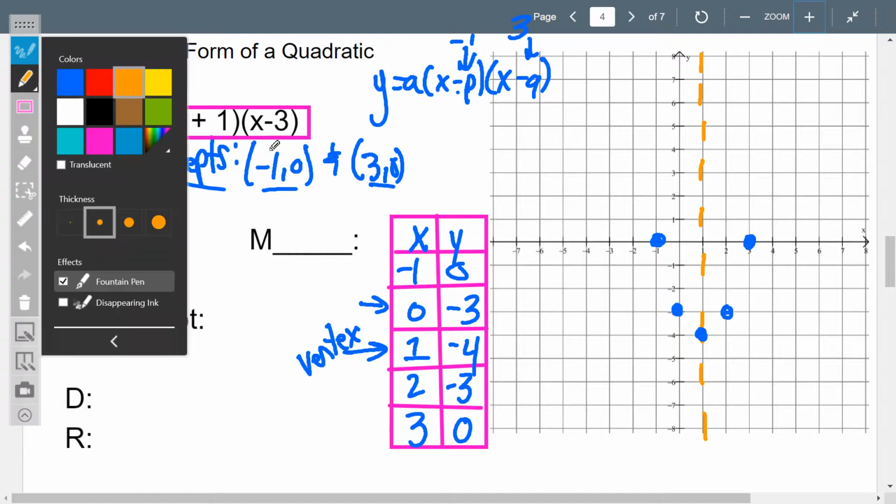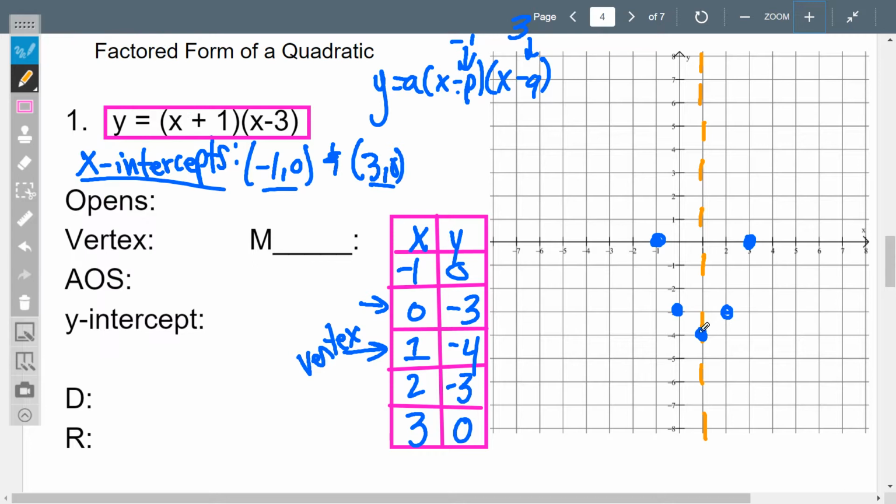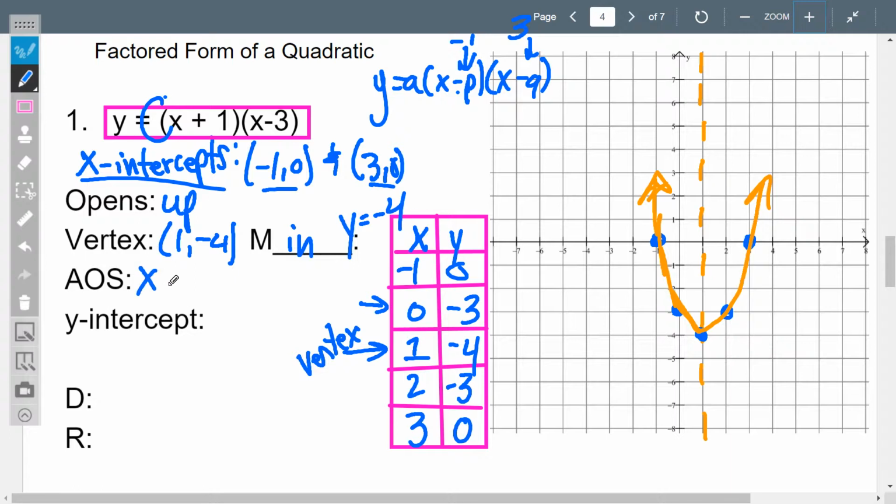And it makes a parabola just like always because it's a quadratic. I should have used a different color, but it's going to look like this. It opens up because of the positive a out here. The vertex is going to be at (1, -4), which represents a minimum value, the minimum being -4. The axis of symmetry, we already determined that was at x equals 1. That's the equation for the axis of symmetry.